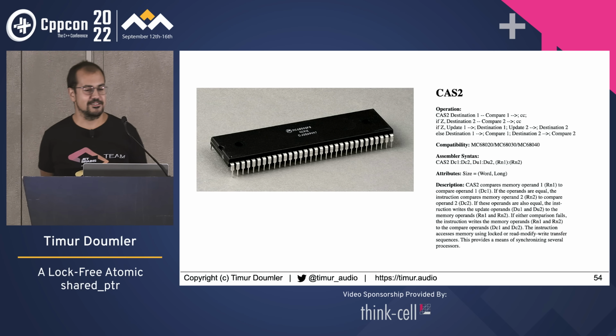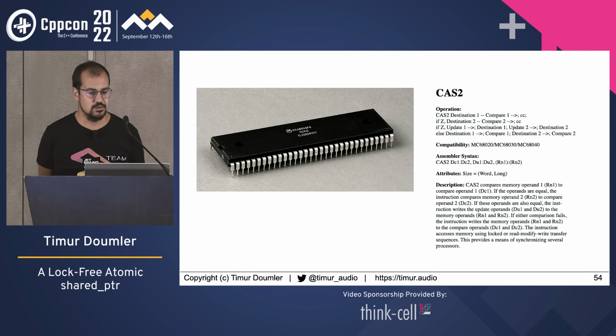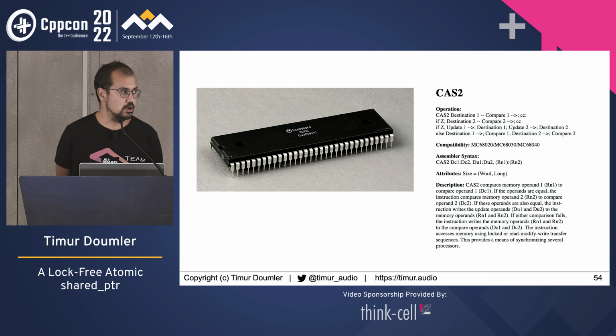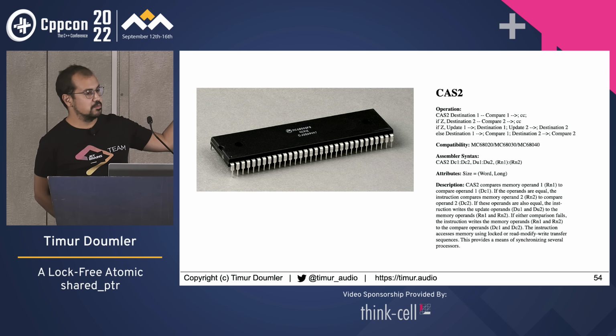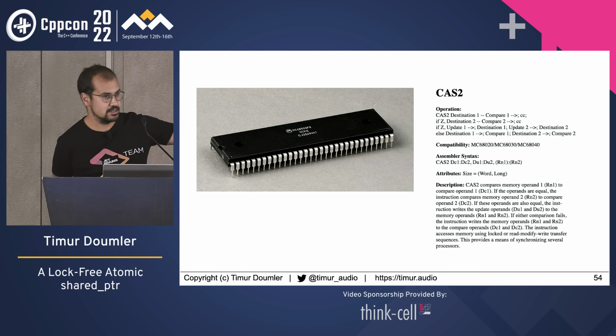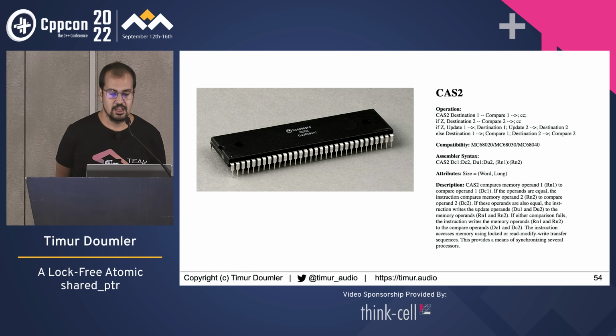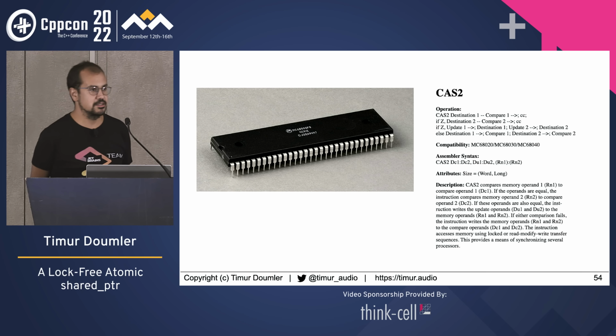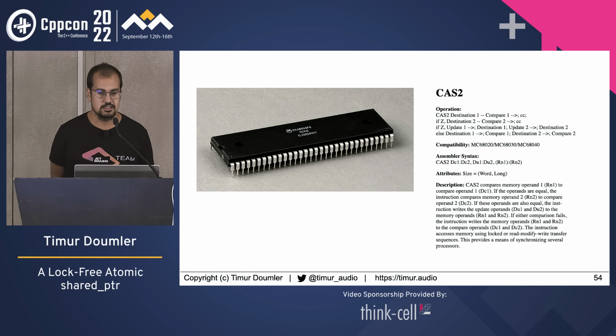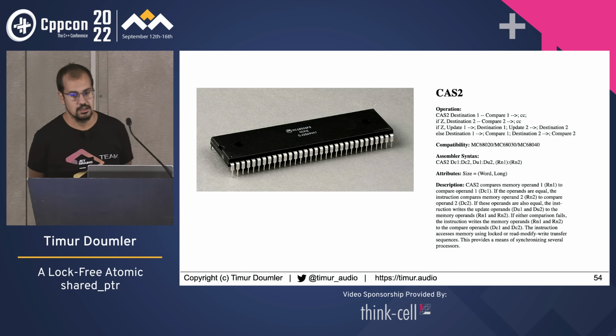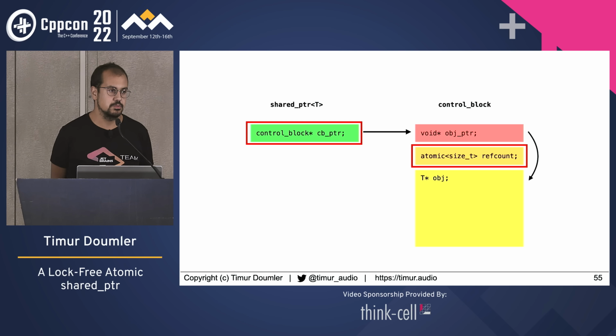So that processor has a double compare and swap instruction. So if you want to implement a lock-free atomic shared pointer on this particular CPU, that's going to be very easy. However, if you want to implement it on any modern architecture, it's not going to have that instruction. So it is simply impossible to do this.